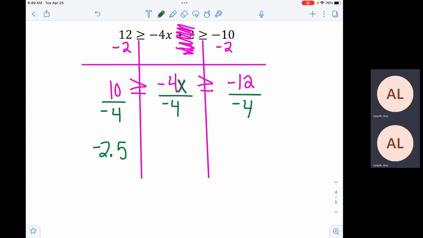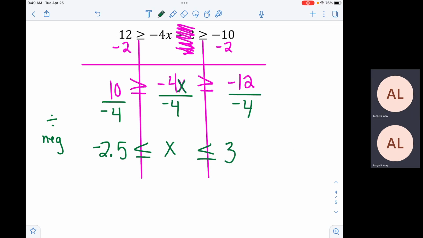Hold on one sec. I'm waiting for something here that I think you forgot. And that's why I did this one. This is now less than or equal to. Divide by a negative. It would change again. What's -12 divided by -4? Not quite. +3.